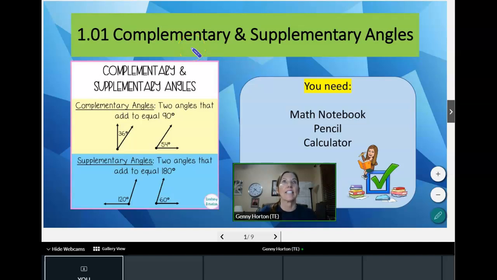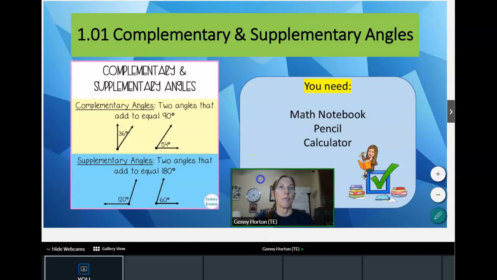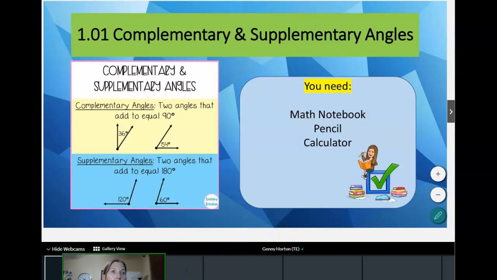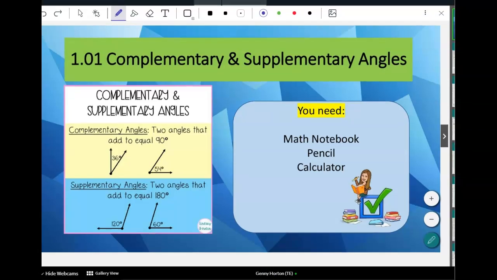All right, today's lesson is complementary and supplementary angles. Please make sure you have your math notebook, pencil, and calculator. We'll go over all of the notes and practice a few problems, so please make sure you are taking notes. All right, we'll go ahead and get started.